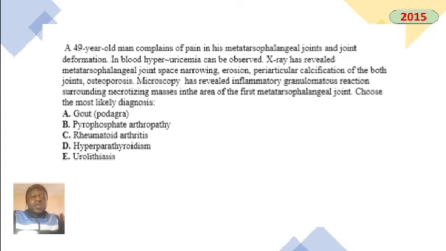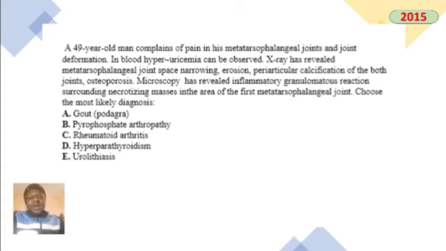A 49-year-old man complains of pain in the metatarsophalangeal joint and joint deformation. Blood hyperuricemia, right, can be observed. X-ray has revealed metatarsophalangeal joint space narrowing, erosion, and periarticular calcifications of both joints and also osteoporosis. Microscopy has revealed inflammatory granulomatous reactions surrounding the necrotizing masses in the area of the first metatarsophalangeal joint. Choose the most likely diagnosis.